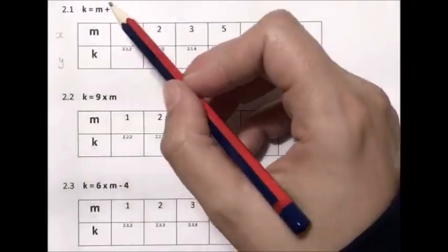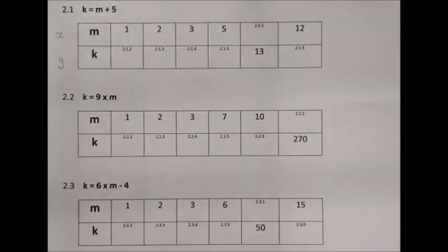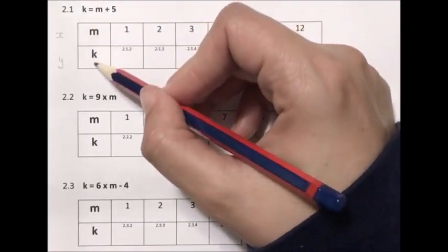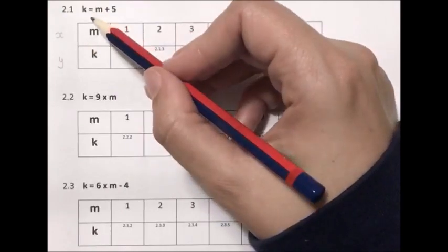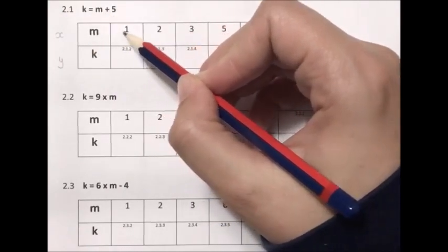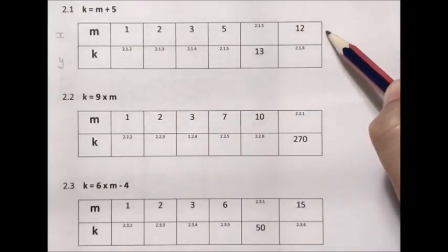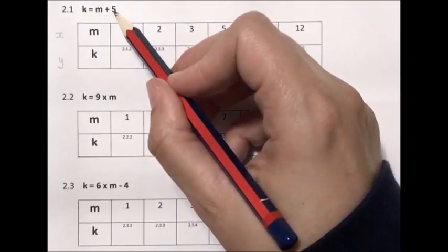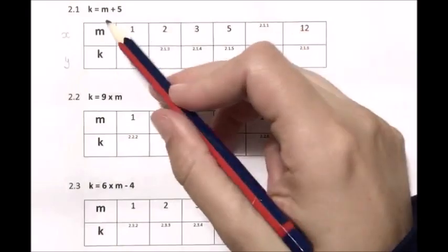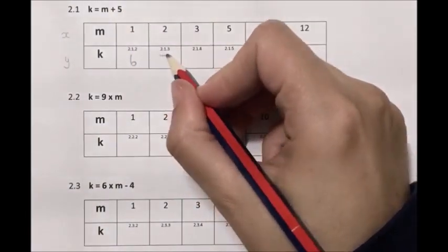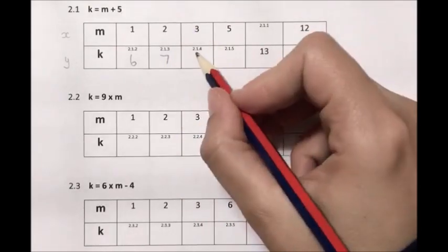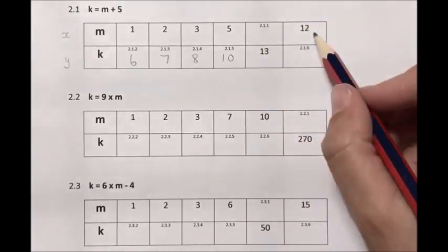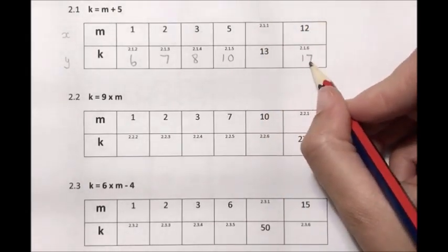So what must we do? If we get a rule, we must simply apply it into the table. So let's see. K, which is now going to be the output. See, it's the second line, equals M plus 5. So here's M. All these values are our inputs and they equal M. So if I have M, which is 1, I add 5 and I get 6. Then M is 2 plus 5 is 7. 3 plus 5 is 8. 5 plus 5 is 10. I skip this one. 12 plus 5 is 17.